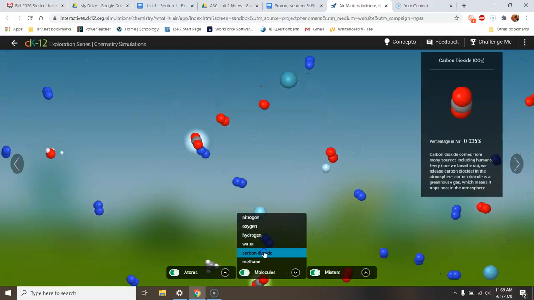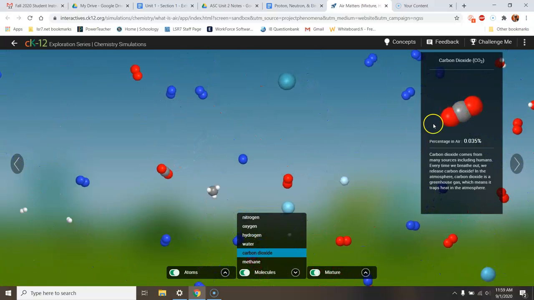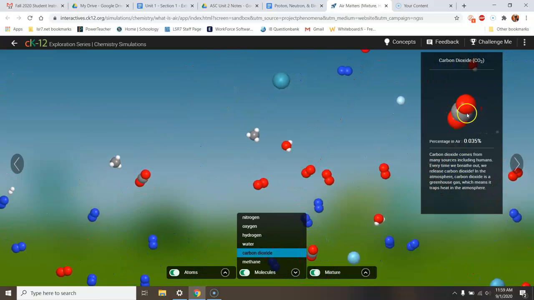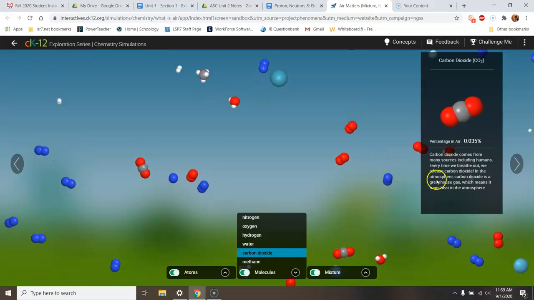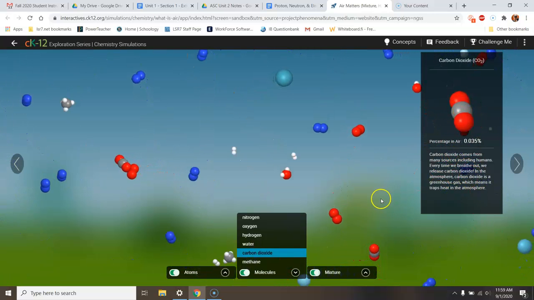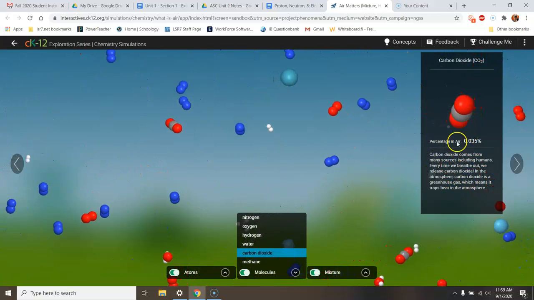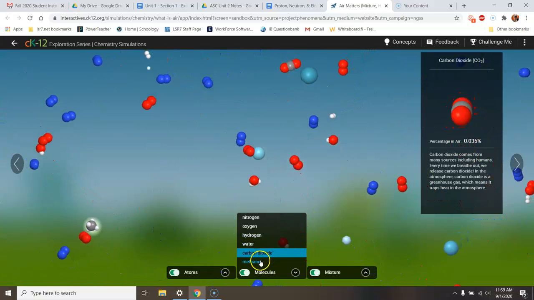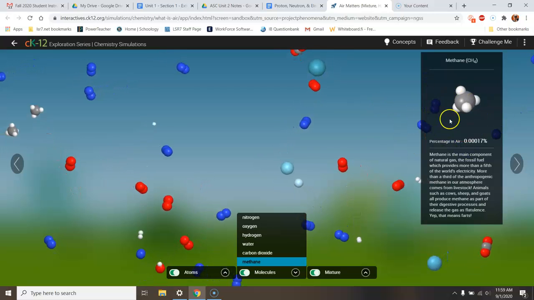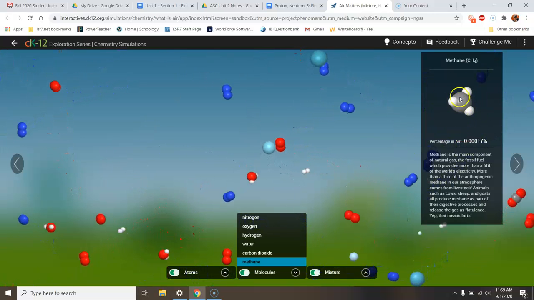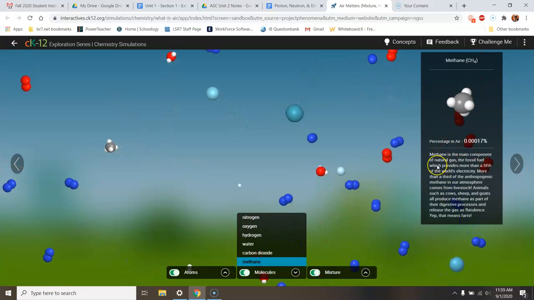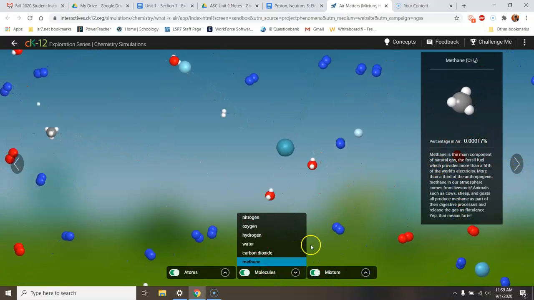So I could click on that carbon dioxide, and, oh, there it is right there. Gray central atom with the red atoms attached, and it talks about it a little bit. It also shows you how much is in air. Not a lot, 0.035%. Methane, that's a pretty cool looking molecular model. It's got the 4 hydrogens on the end and the carbon in the middle. So once again, some things you can play around with.